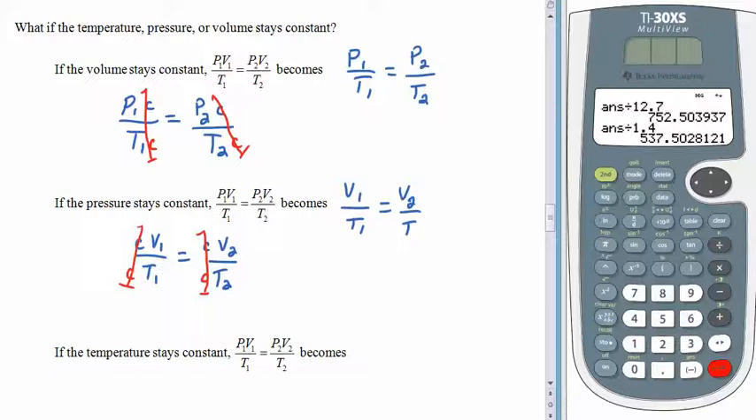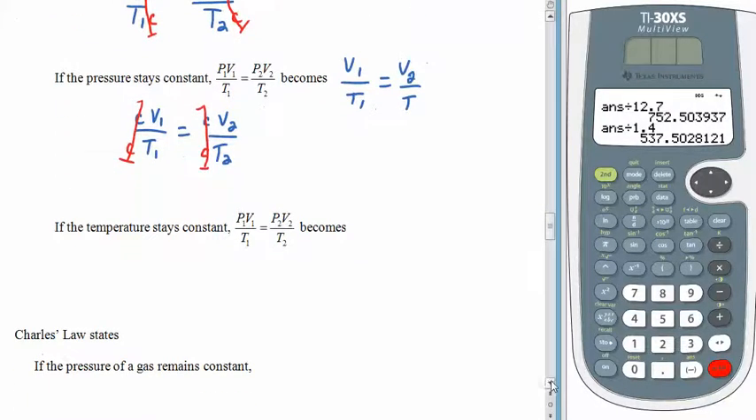Exactly the same thing happens if the temperature stays constant. We would have P1 V1 over that constant temperature, and P2 V2 over that constant temperature. And this time we would just multiply both sides by that constant temperature, and that becomes a common factor. And so just like before, if the quantity stays constant, it just doesn't matter in the equation.